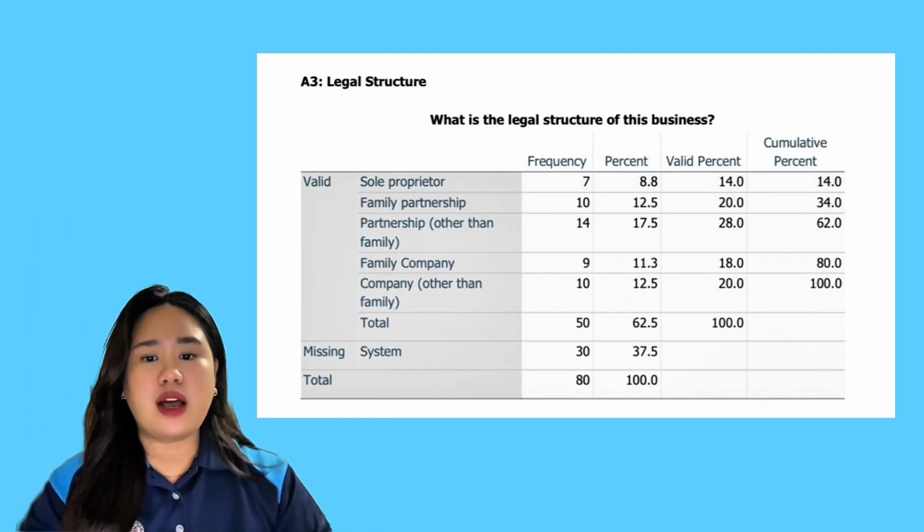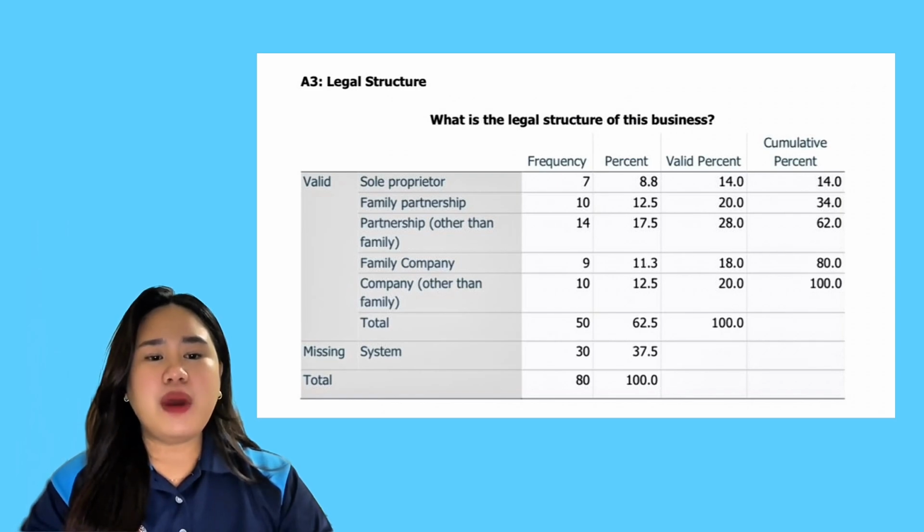So today I'm going to explain about the legal structure of businesses data. Based on the data, the most common legal structure among businesses is partnership with non-family members, which makes up 28% of valid responses. This suggests that many business owners prefer collaboration with external partners to benefit from shared resources, expertise, and risk.